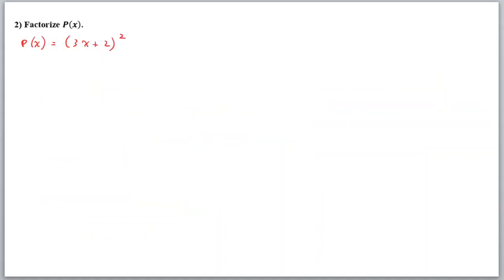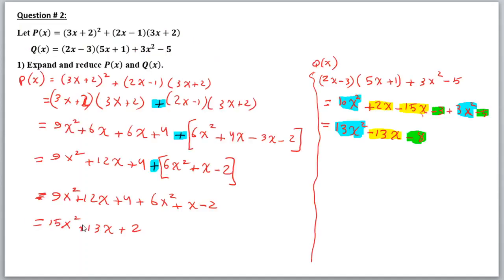2x minus 1, 3x plus 2. Plus here, 2x minus 1 and 3x plus 2. So in order to factorize this, there's no need to expand and factorize. If you expand it and reduce, you will get this answer that's here. It is hard to factorize this till now.